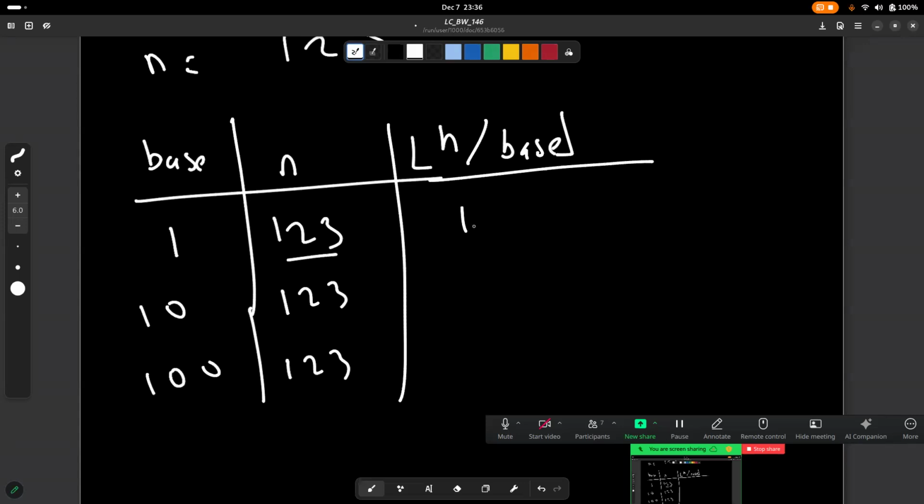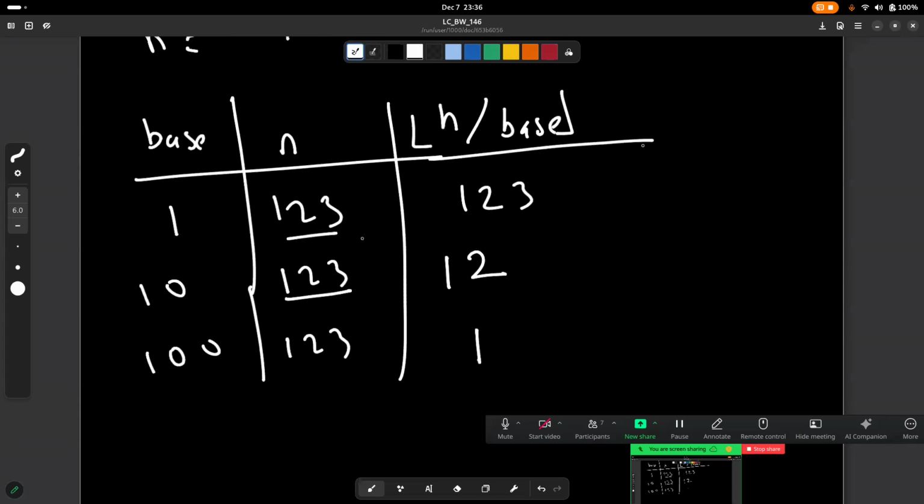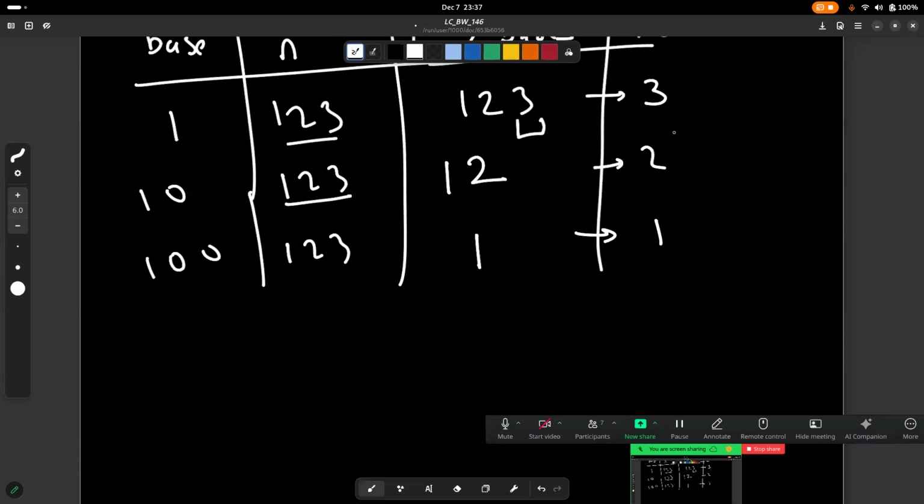So basically, we are taking the floor of division by base. 123 divided by 1 is 123. 123 divided by 10 is 12.3, but when you take the floor, it becomes 12. And 123 divided by 100 is 1.23. When you take the floor, it becomes 1. And you can take a modulo 10 to get the last digit of these numbers. So if you take a modulo 10 of 123, it is 3. Of 12, it is 2. Of 1, it is 1. Basically, this is how you can iterate over all the digits.